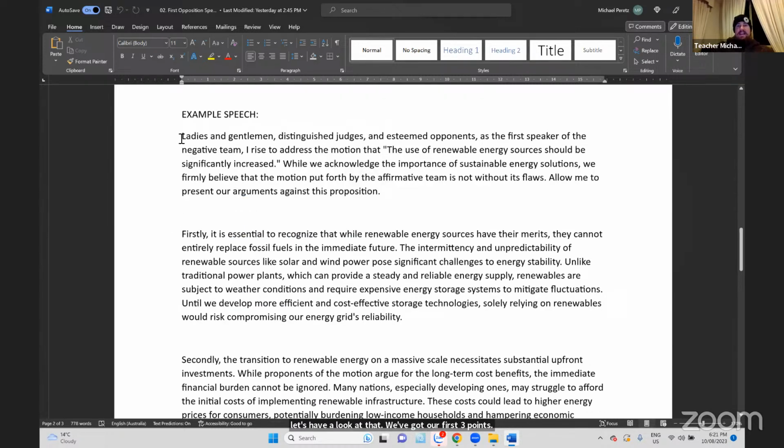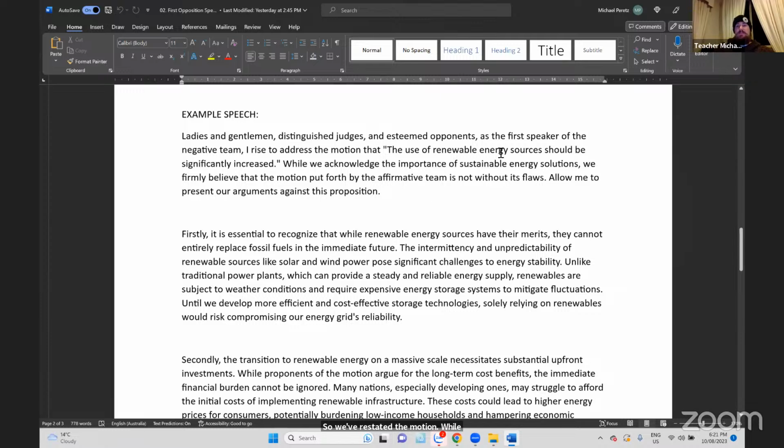So again, the polite greetings, ladies and gentlemen, distinguished judges and esteemed opponents. As the first speaker of the negative team, so we're being very obvious here again, I rise to address the motion that the use of renewable energy sources should be significantly increased. So we've restated the motion.